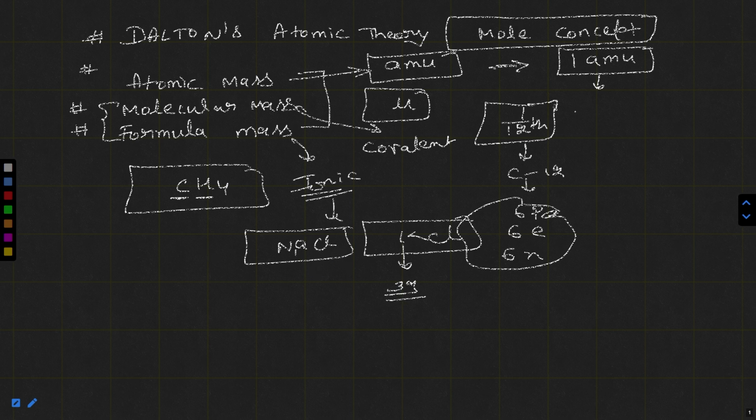Suppose I want to calculate the formula unit mass of NaCl. There is only one sodium, so 1 into the atomic mass of sodium, which is 23, plus 1 into the atomic mass of Cl, which is 35.5. When you add these values, you get 58.5 U as the answer to the question: what will be the formula unit mass of NaCl? So these are the concepts that we already covered in the previous class.